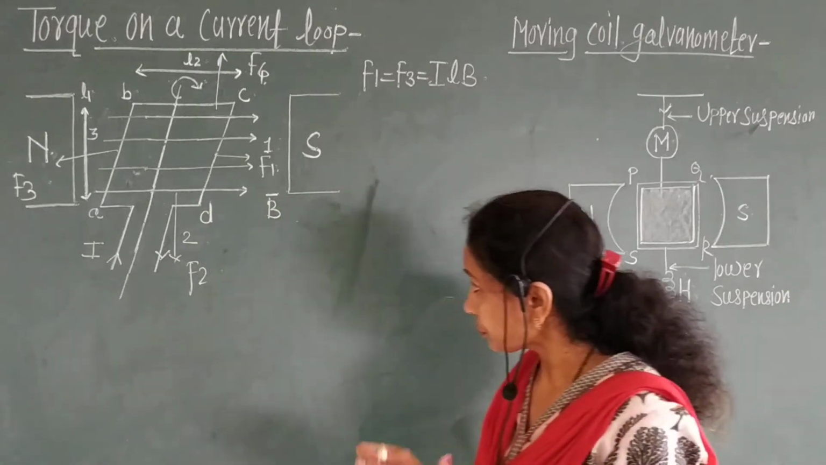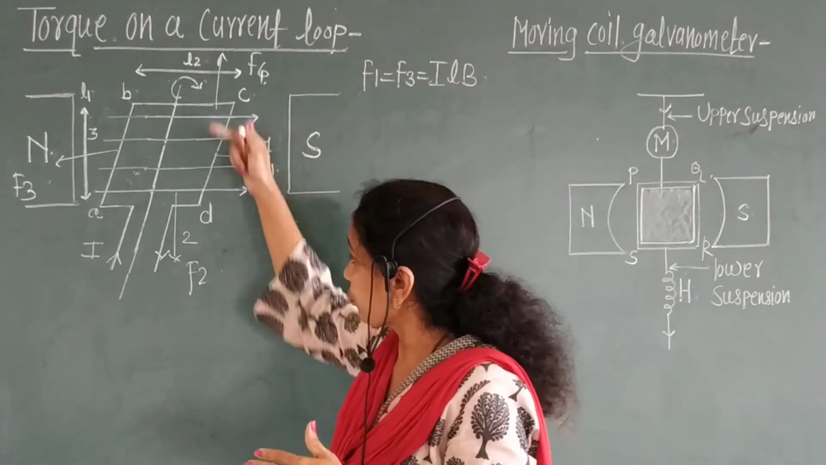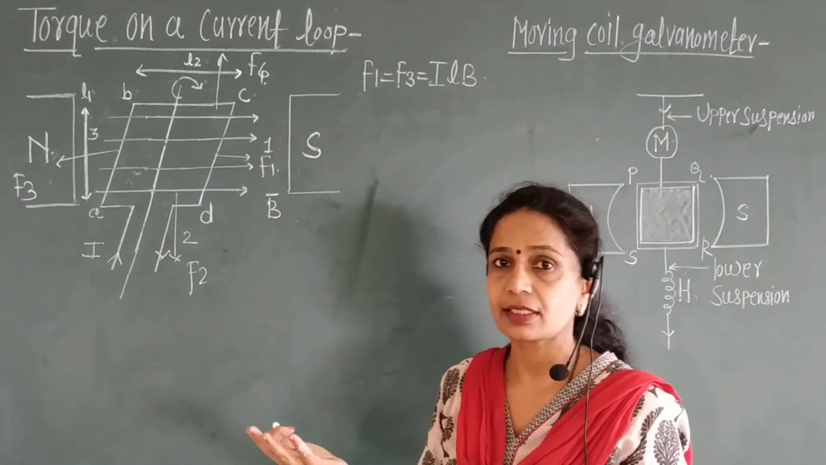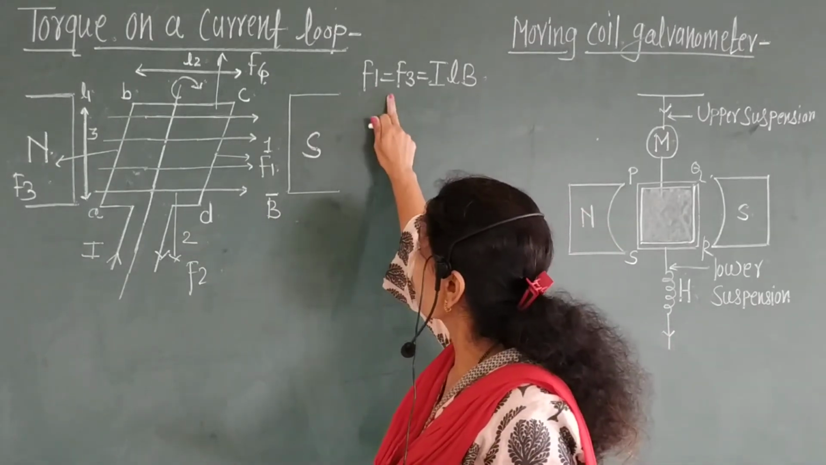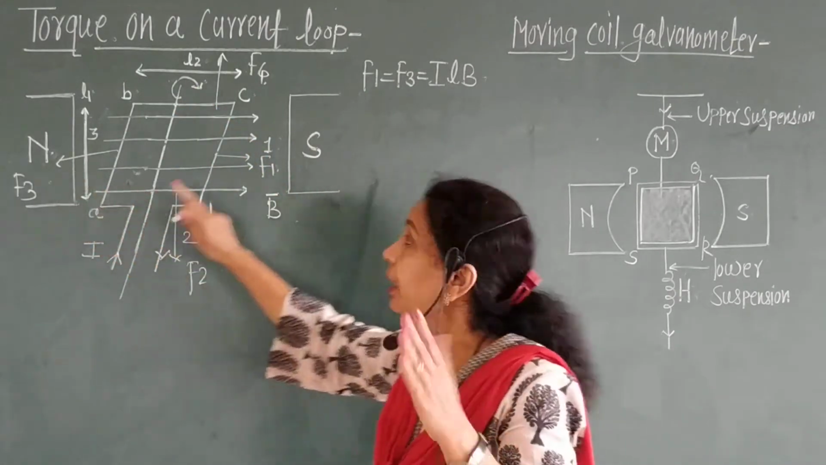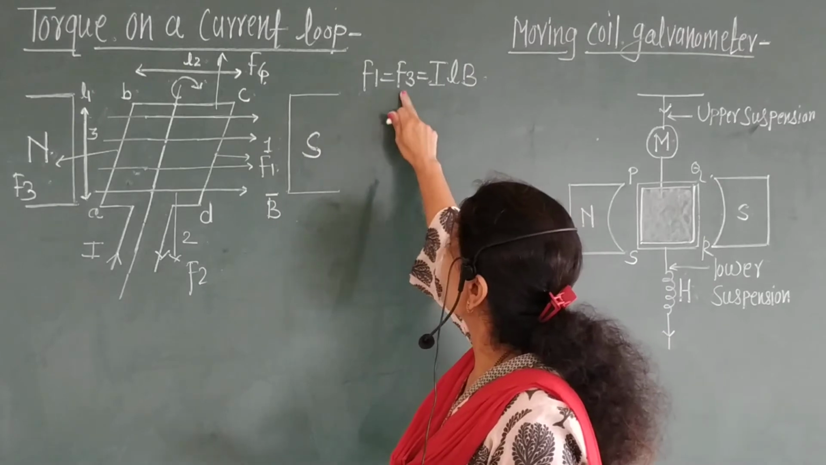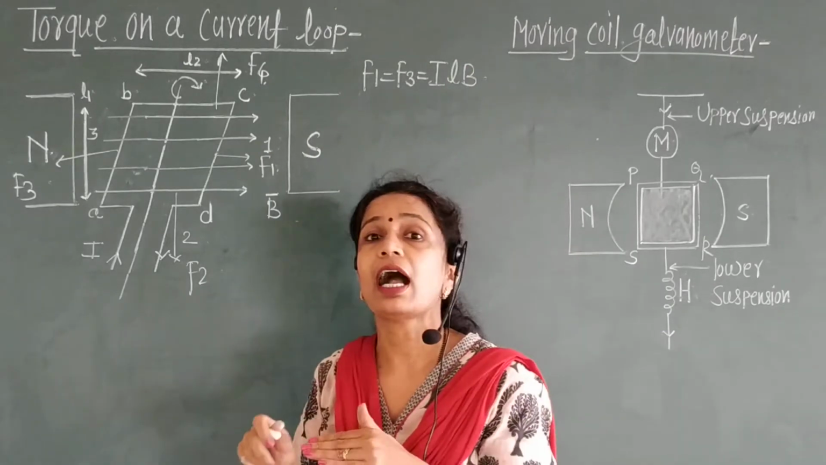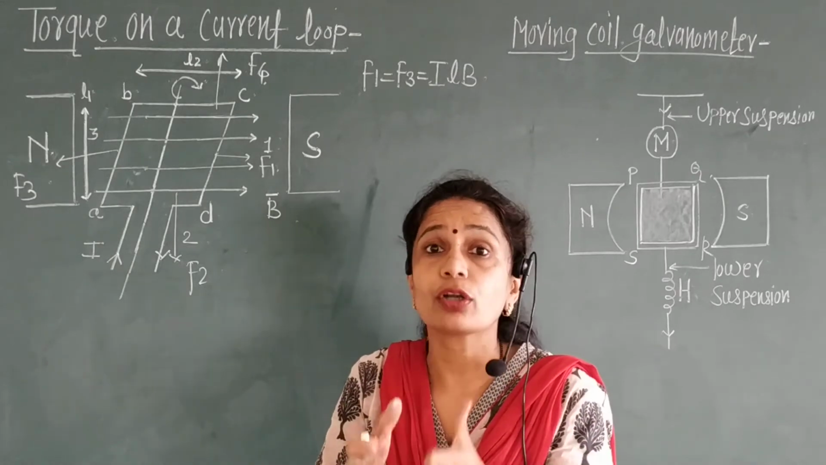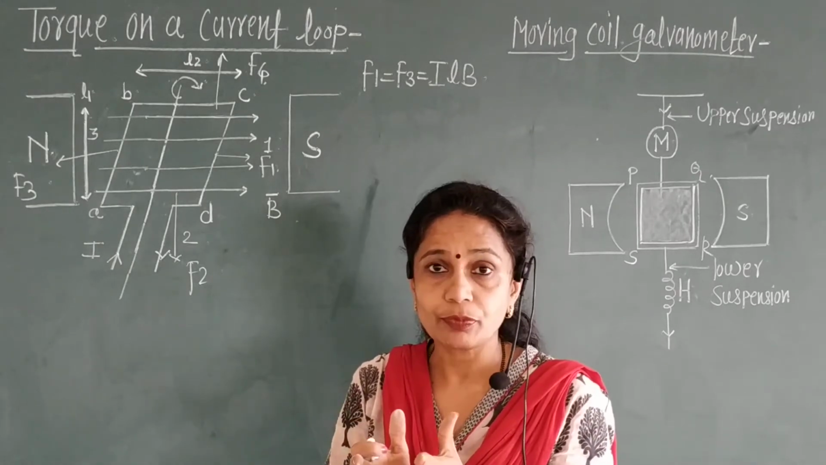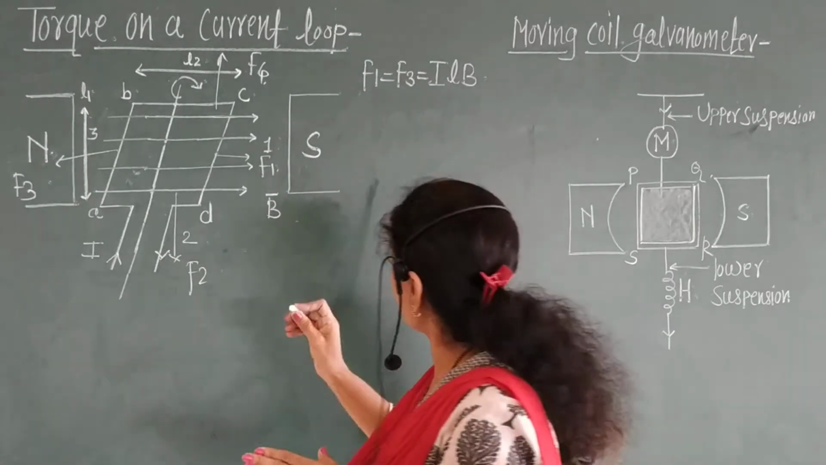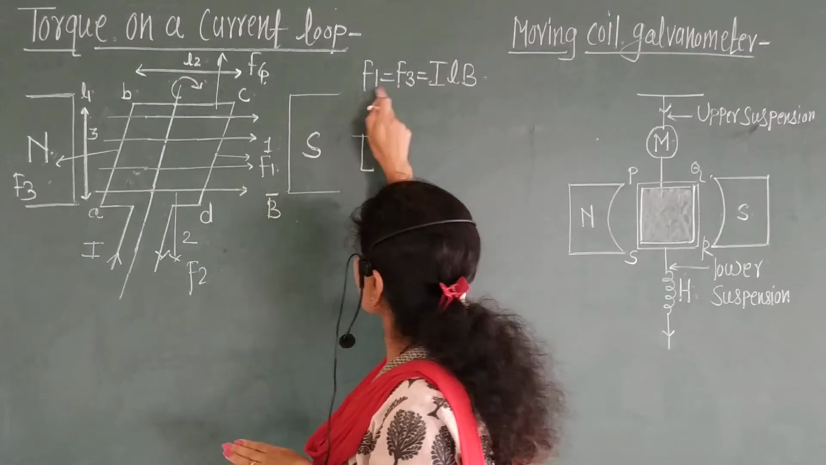See this again. The forces F2 and F4 are equal and opposite, therefore they cancel out. Only the forces acting on this side, F1, and this side, F3, remain, and the magnitude of that force is F1 equal to F3 equal to ILB. These two equal and opposite forces form a torque or couple.